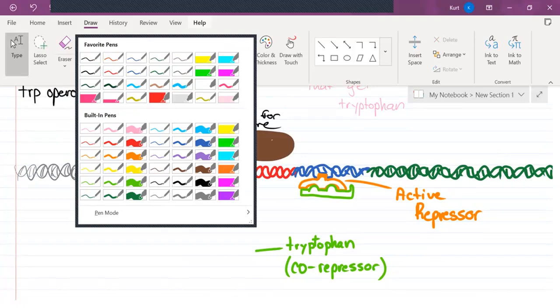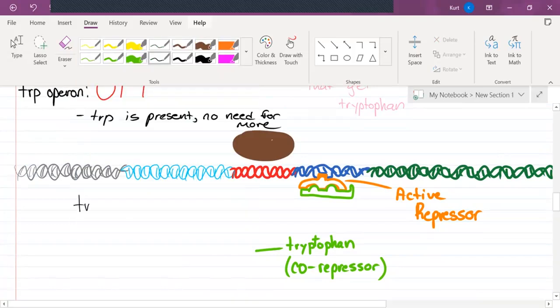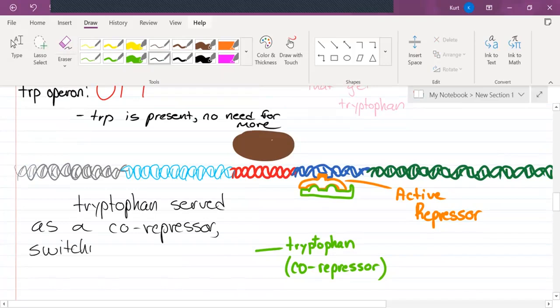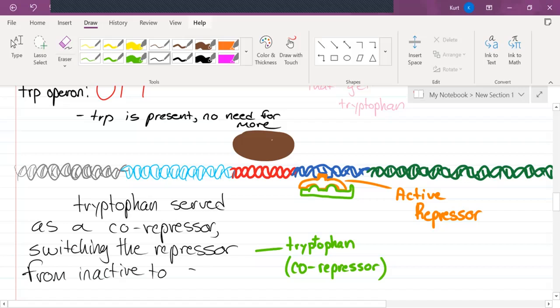So I'm going to write that down. Tryptophan served as a co-repressor, switching the repressor from inactive to active. You know you have tryptophan when tryptophan actually turns on the repressor.